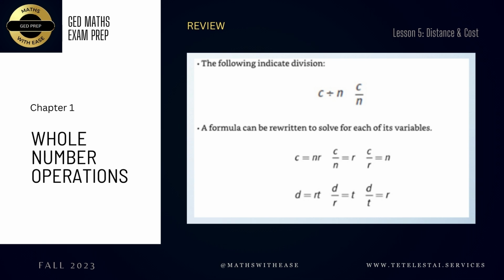So you go to your original formula, and again, since we're looking for N, you're going to isolate N by dividing both sides by R. You divide by R on this side, divide by R on this side. And so your new formula is C over R equals N. And now you can figure out how many lipsticks you can buy with the $50 in your purse.